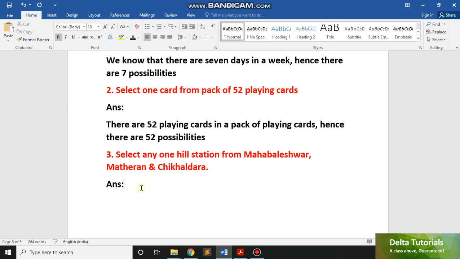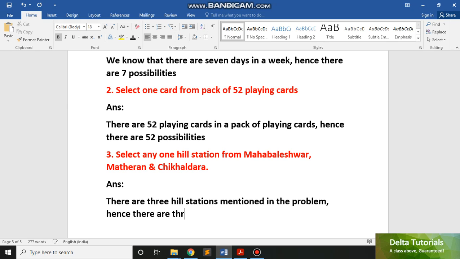As we know, there are 3 hill stations mentioned in the problem. Hence, there are 3 possibilities. We have to select any one and only 3 hill stations are given, so there are 3 possibilities. In this way we can solve any kind of problem in which we are asked to find the number of possibilities.